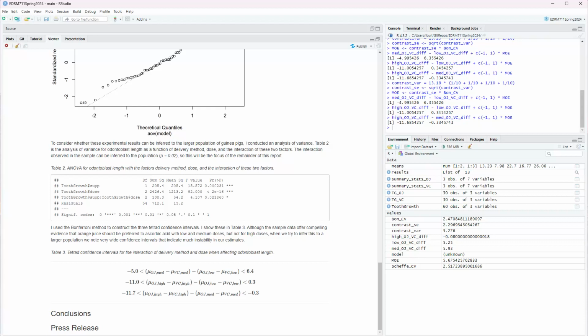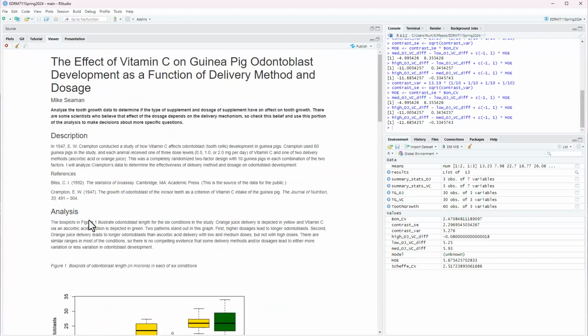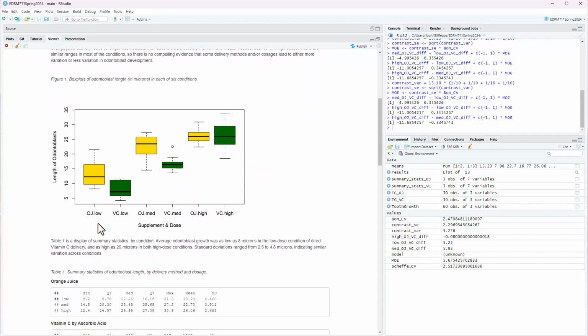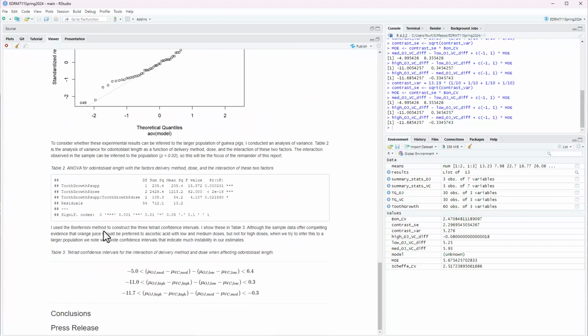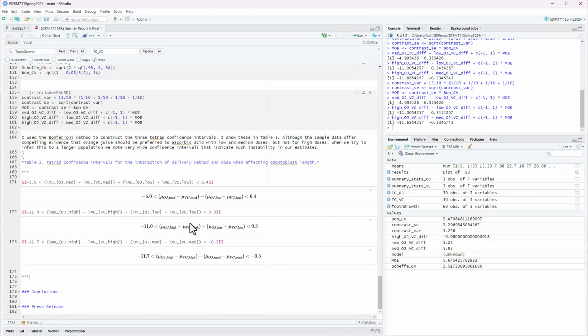I think I'm ready now for my conclusions. So let me do a double check here. Description, analysis, figure one, table one, figure two, figure three, figure four, table two, table three. Yes, let's move on to conclusions.